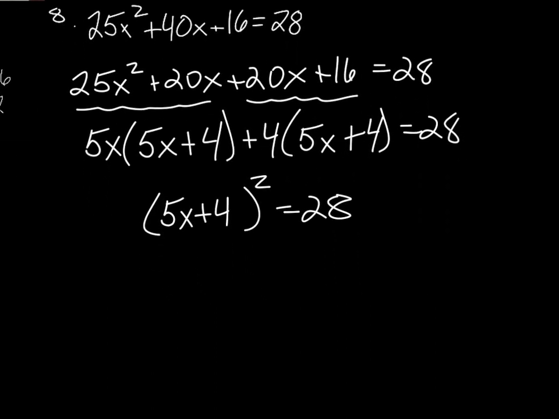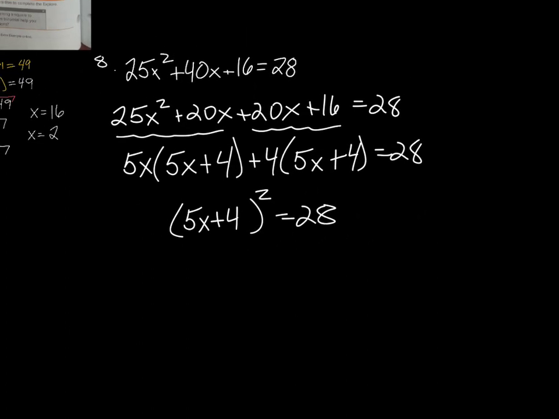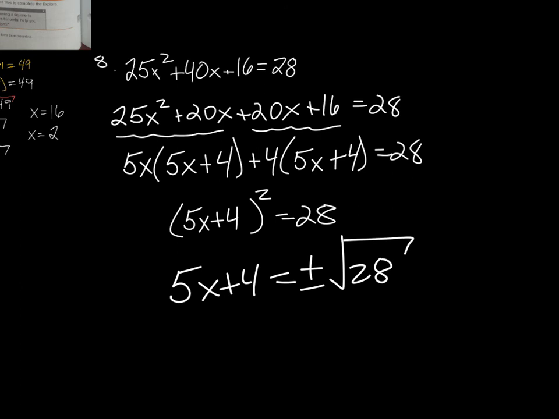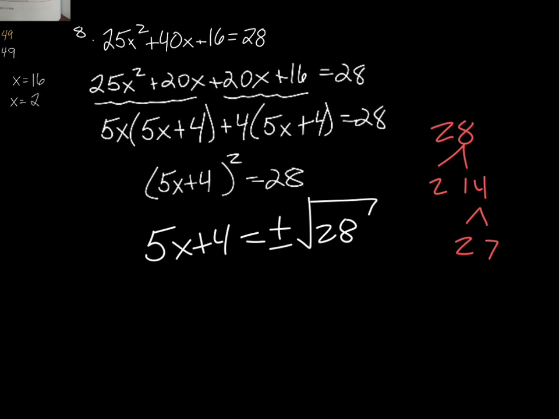Okay, so now you're going to take a square root, right? So you square root. 28 does not have a perfect square root, but make sure you get plus or minus the square root of 28. Then you've got to factor it. It would be 2 and 14, and then there's a 7 and 2. So 2 radical 7. Good. So plus or minus 2 radical 7.